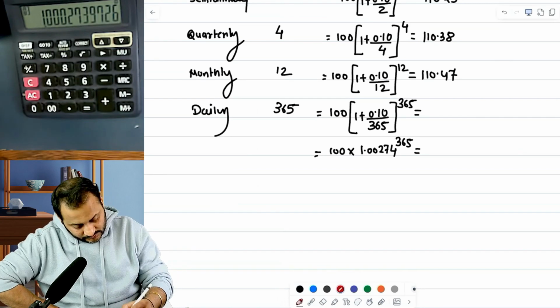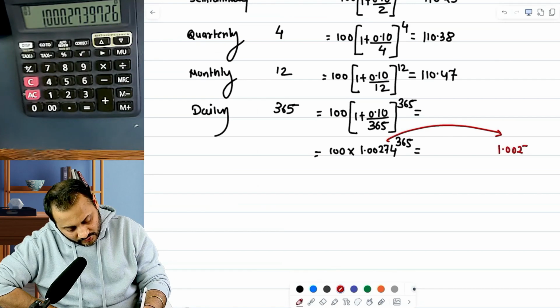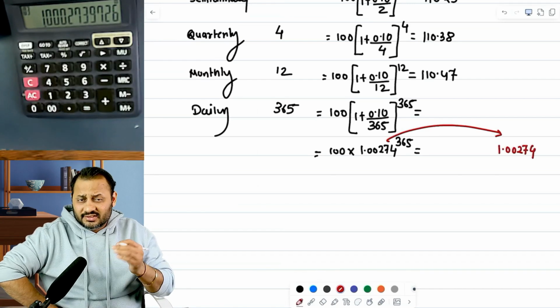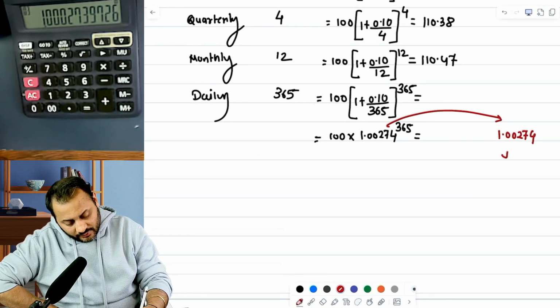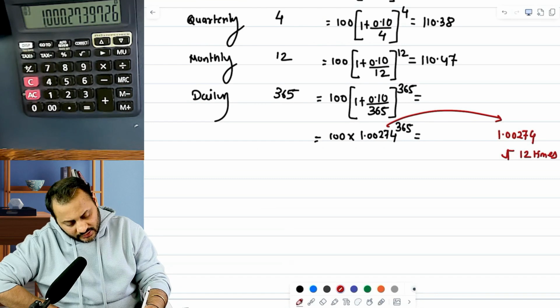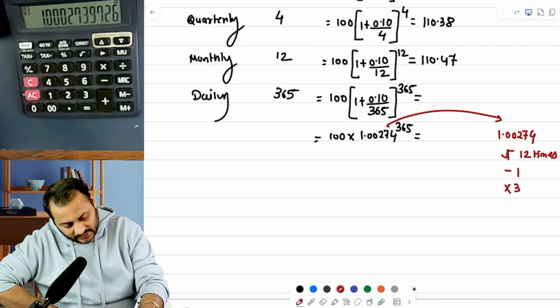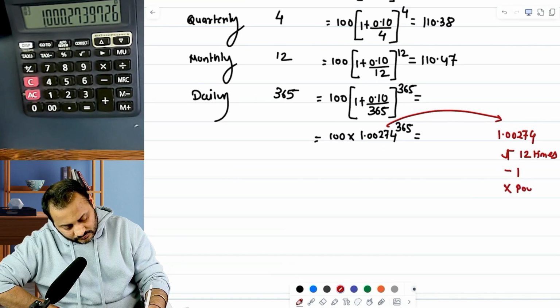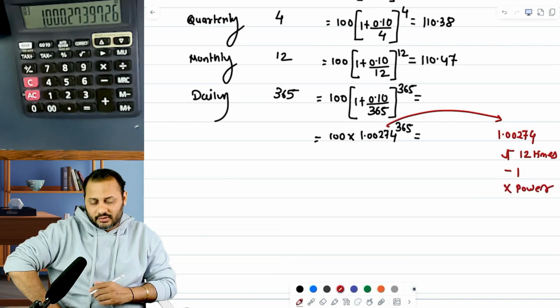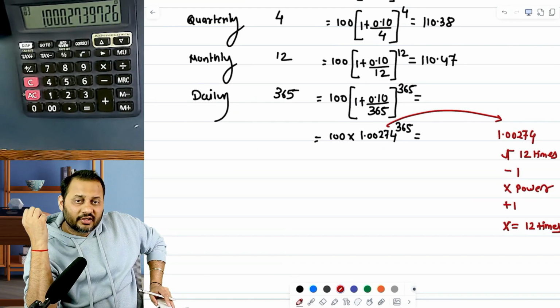Let's have a look. You will have to press 1.00274 on the calculator. There is a trick to it. And then you can press square root button 12 times. And then you will have to press -1 and then multiplied by 365. What was there in the power? Whatever is there in the power. And then you will press +1 and then you will press into equals to 12 times. And this will give you the answer of this critical question.